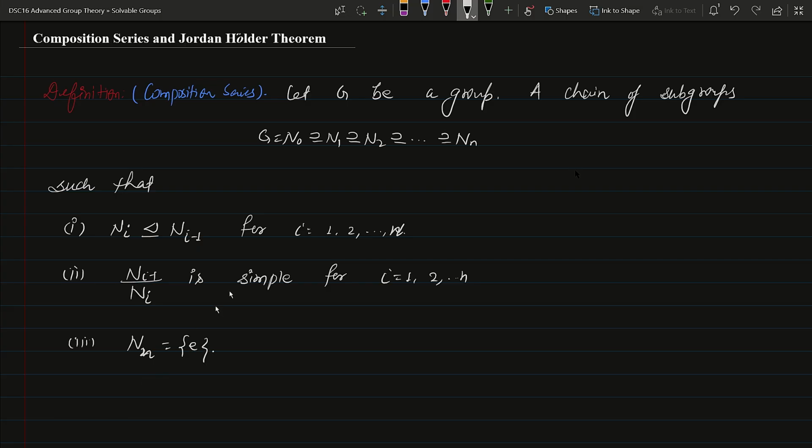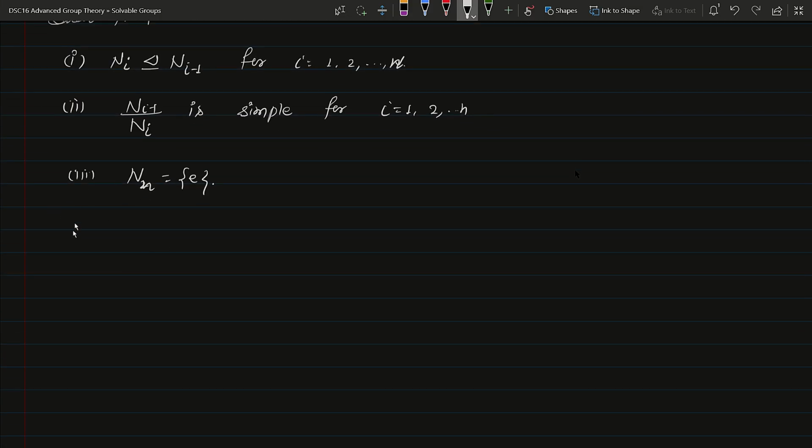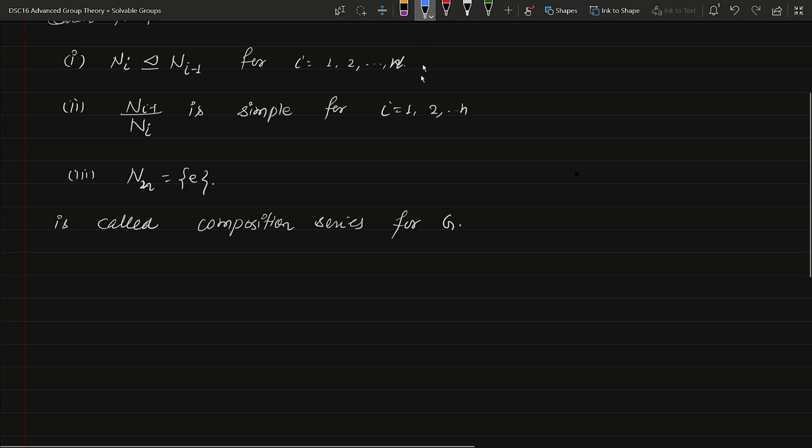Okay, if we have a series which follows these three conditions, then we will call that chain a composition series for G. Now related to the composition series, we are going to define some terminology. So we will define first composition factors.